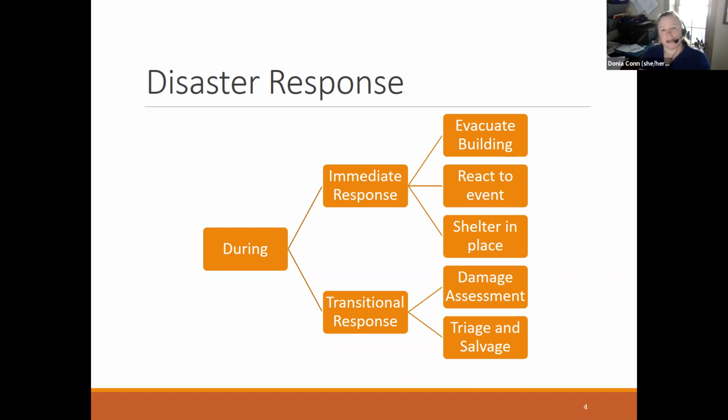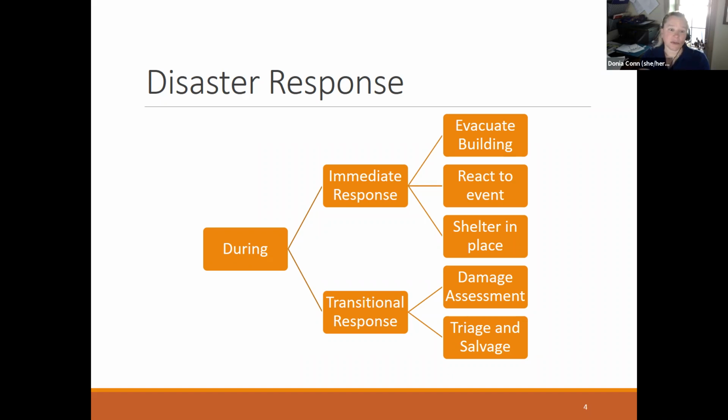Once we've taken care of that immediate response, we've gotten out of the building, we've made sure everybody else is safely out of the building, we know what's going on. We've gotten the water shut off to that overflowing toilet. We've made it through whatever weather event we had to shelter in place for, or we've evacuated and we can now return to our building. Then we start to transition.